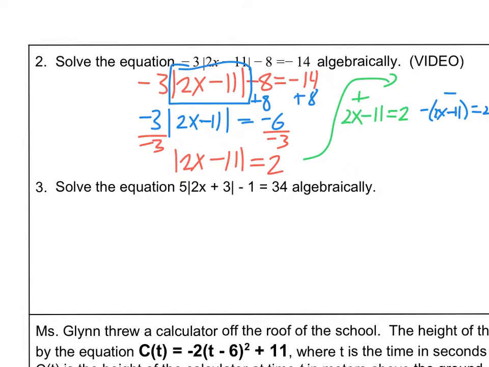Solving the positive one first, I'm going to add 11 to both sides. I get 2x equals 13, so x is equal to 13 divided by 2. On the other side, we're going to have negative 2x plus 11 is equal to 2. Minus 11 to both sides, we get negative 2x is equal to negative 9, which means that x is equal to positive 9 divided by 2.